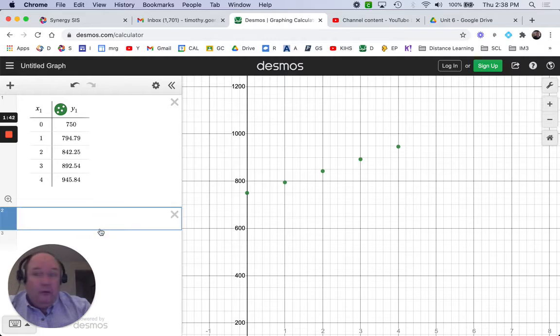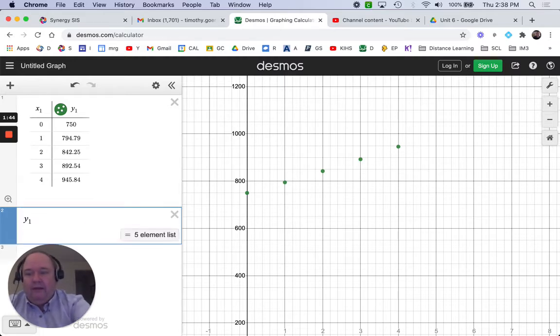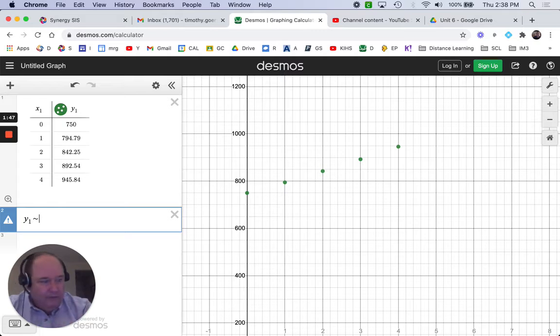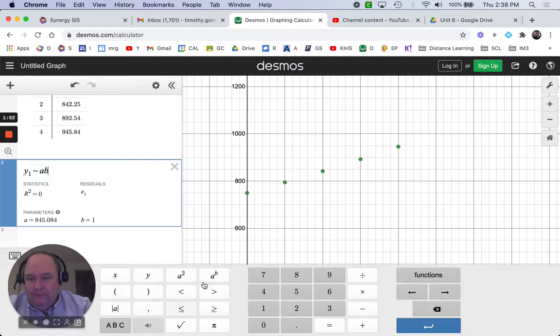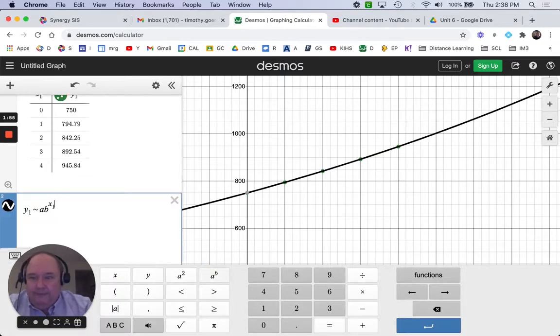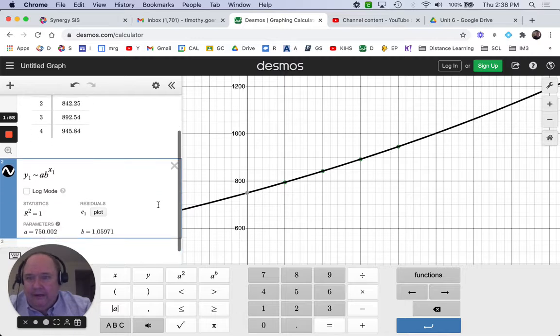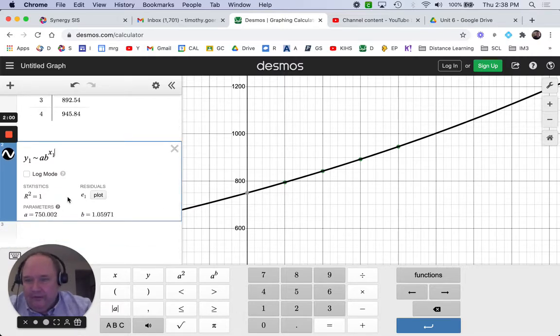And then underneath we'll do a regression. So we're going to type y1 and then this weird kind of sideways approximate sign, and then it's a b to the exponent x1. So there is an exponential regression, and you can see r squared is equal to 1. That means it's like a perfect match. So that's great. A is 750, so I'm going to write that down. And then the base is 1.06, I'll round, to the exponent x. So now I have that.